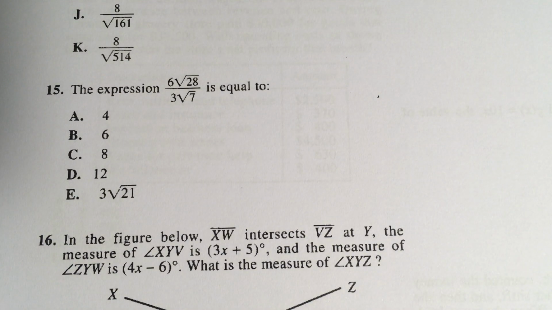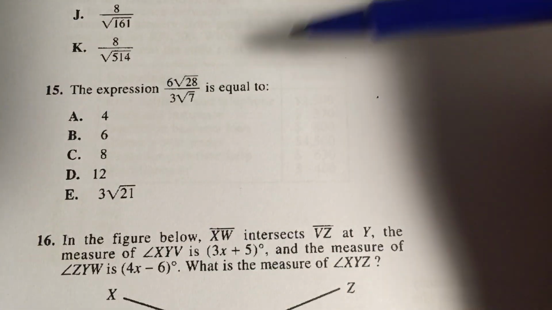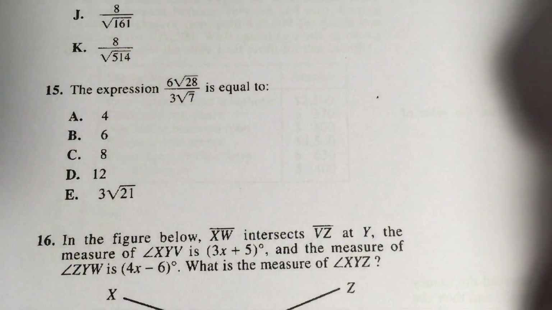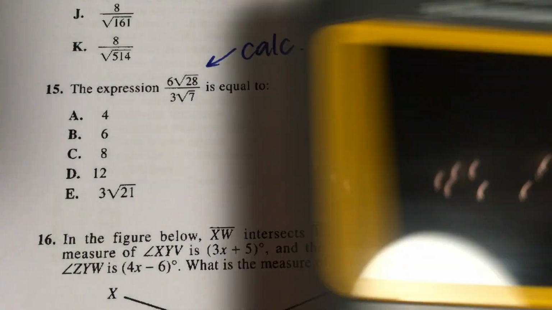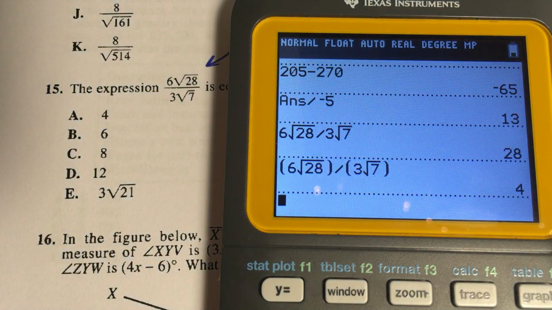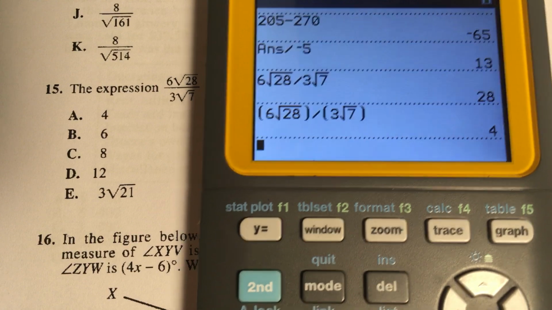All right, for number 15, it says the expression, and they give you an expression here, is equal to one of these things. So there's no variables, so use your calculator. So I'm going to go straight to my calculator. I want to show you two different things though. I already typed these in.